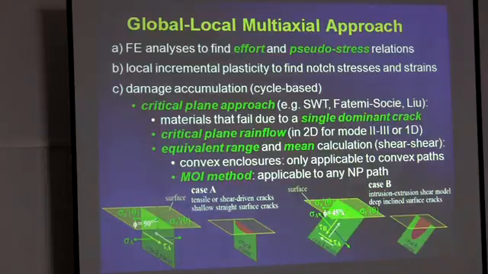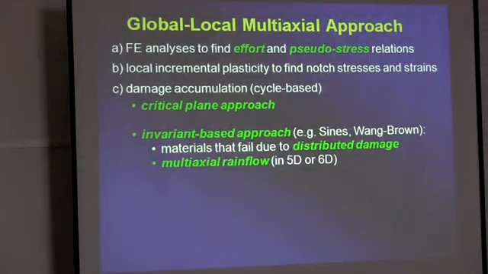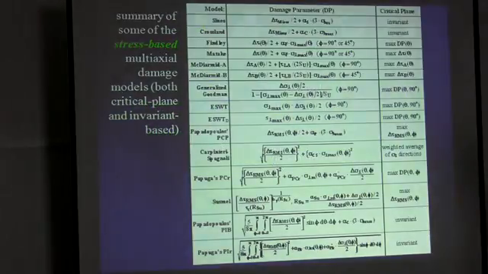For case B cracks, when you have two shear components, you might want to do a rainflow that takes into account that it's a 2D rainflow. Then you have to find an equivalent range. Convex enclosures don't work if the path is not convex. This moment of inertia method is a little bit better in this sense. The other way would be an invariant-based approach, like Sines, for instance. But that's probably not quite applicable to both methods.